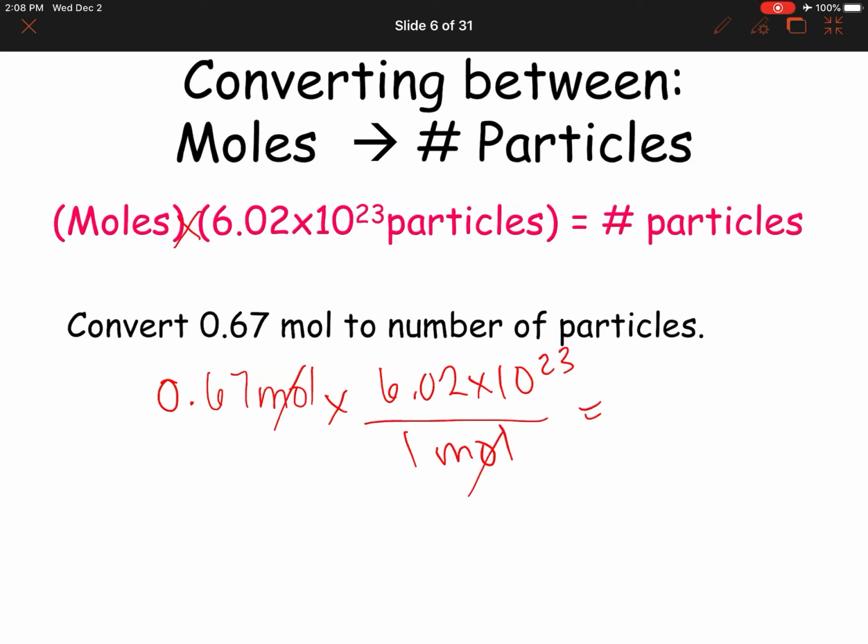Now there are many ways you can do this multiplication, but I'm going to show you my friendly way that I like. We're going to multiply coefficients. So we're going to multiply 0.67 times 6.02, and that's it. Don't worry about that times 10 to the 23rd.